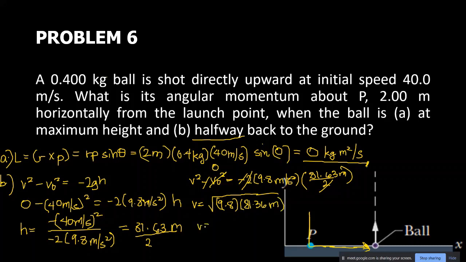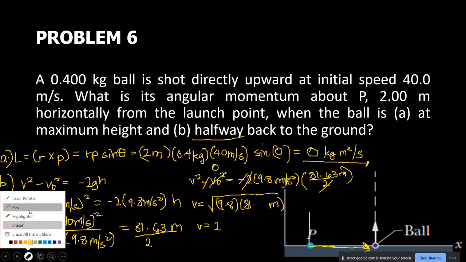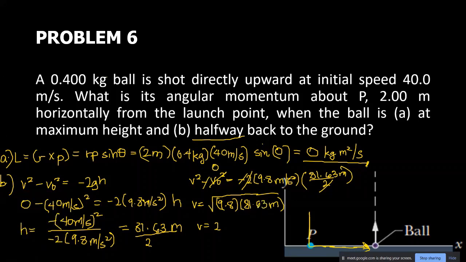And if you calculate that, the square root of 9.8 times 81.36 is equal to 28.24. I mean 63. This is 63, 81.63. And the answer is 28.28 meters per second. So we already have the height, we already have the velocity, so we can now solve for the angular momentum.